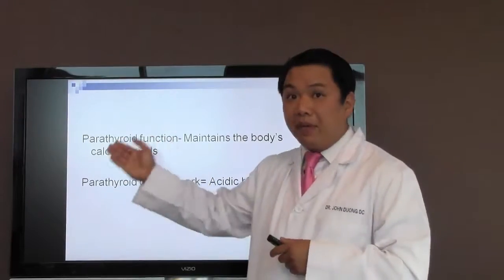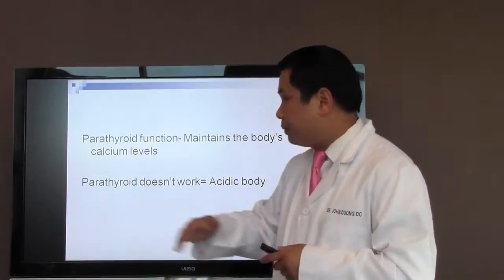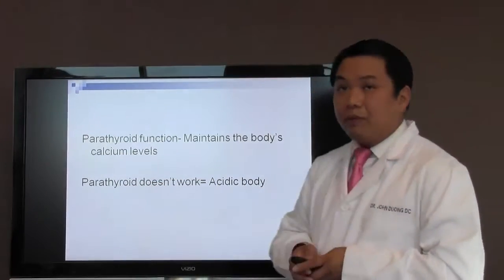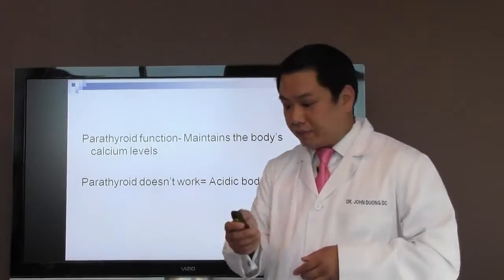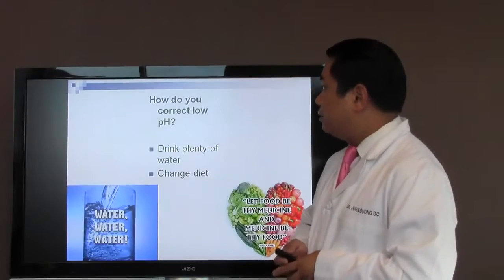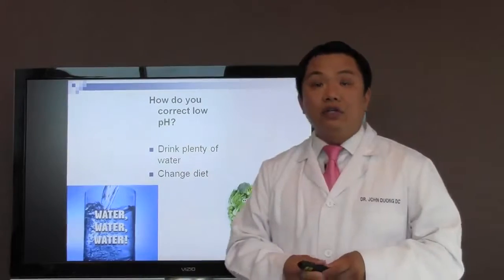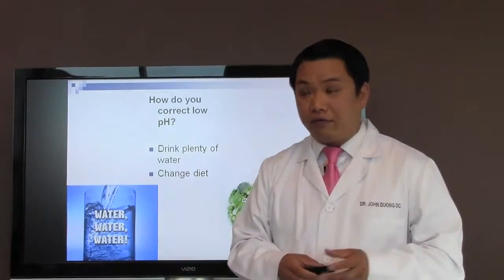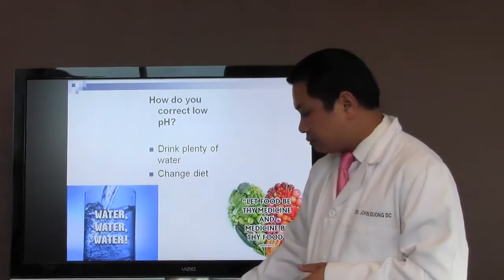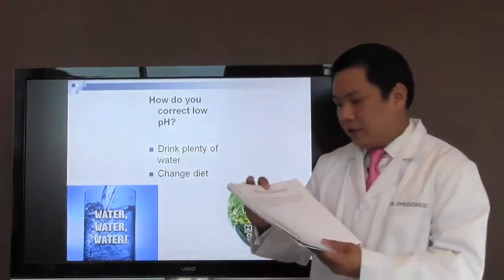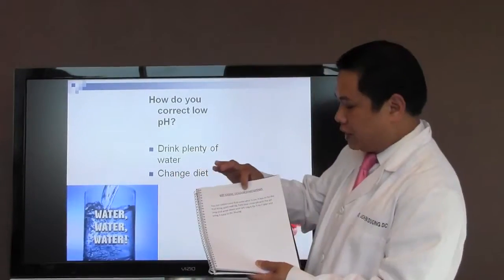Another thing is minerals. Okay, parathyroid, we have to check for parathyroid. Parathyroid doesn't work when your body is acidic. So how do you correct the pH? First thing is, how do you know if you are acidic? So the first thing that we want to do is the urine pH testing instruction.